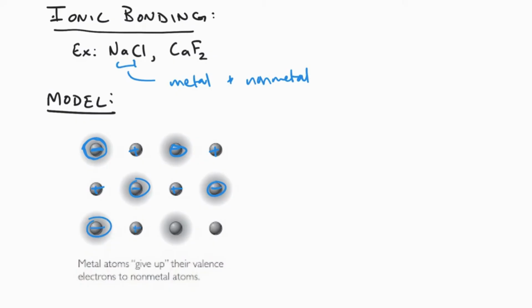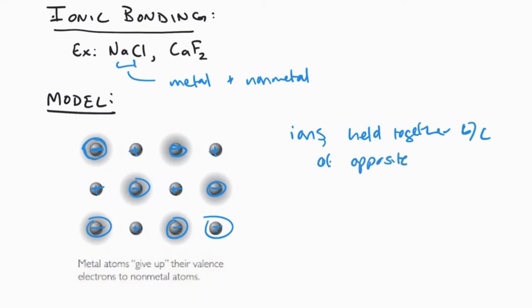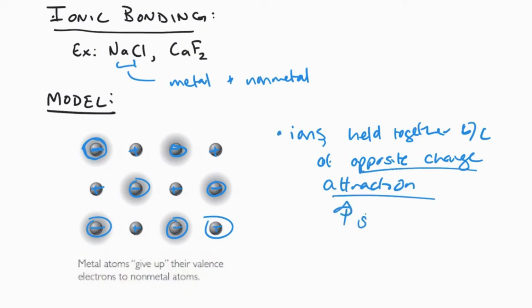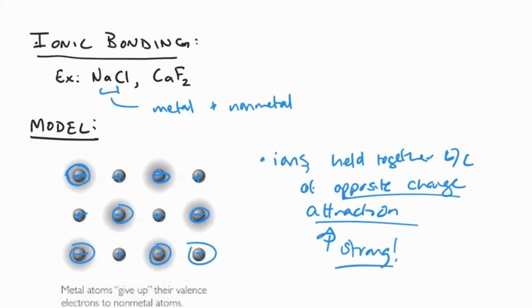electrostatic attraction, right? So remember that what you have is a series of ions that are held together because opposite charges attract. They're held together because of opposite charge attraction. What this means, and remember that opposite charge attraction is a strong force, is that ionic compounds are solids.